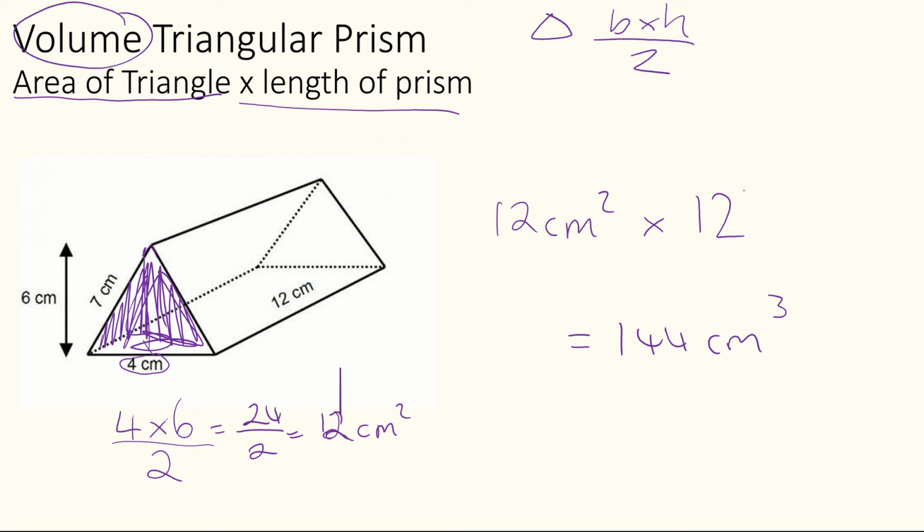Notice that when we were solving the calculation before, it was squared because that was the area. Then we times it by another size, like another dimension. So now it's become 144 cubed.